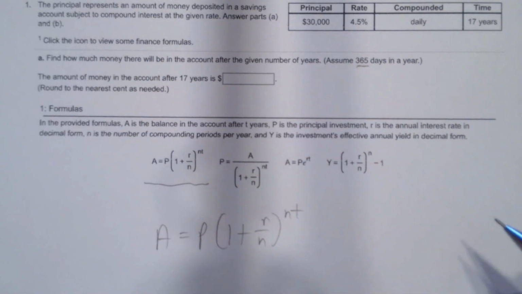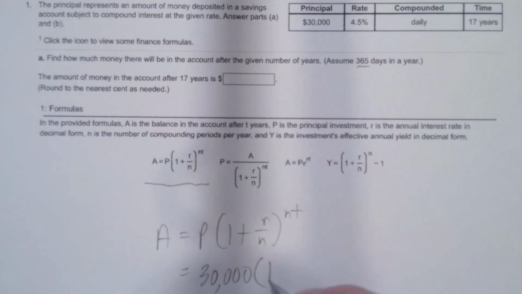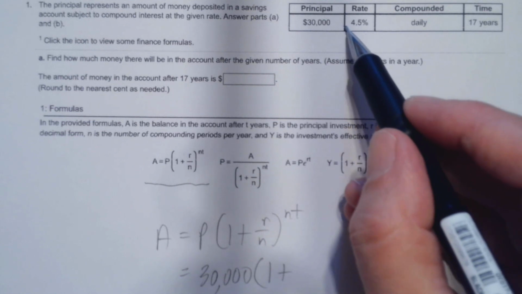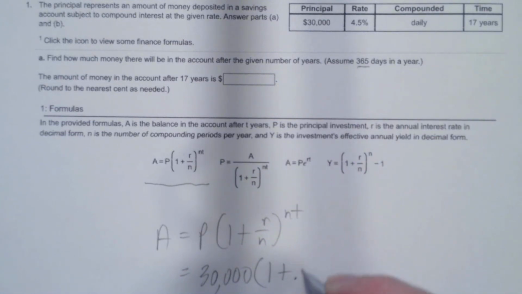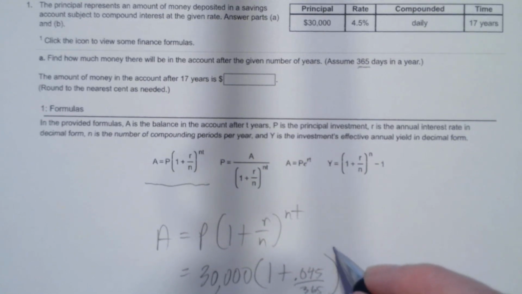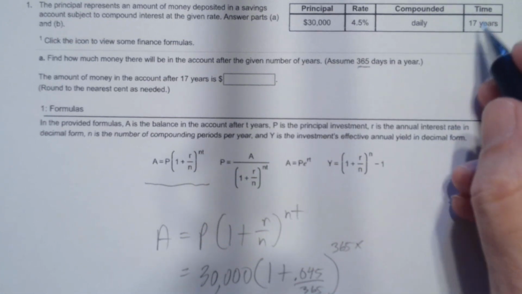So in our problem, P is our principal, 30,000, times 1 plus R. So again, we'll move the decimal 2 to the left. It'll be 0.045. Now that's over N, which in this case is 365. And then to the NT power, so 365 times T, it was 17 years.